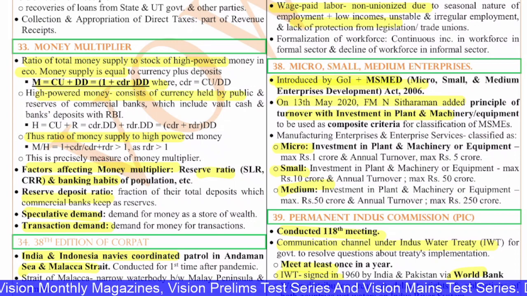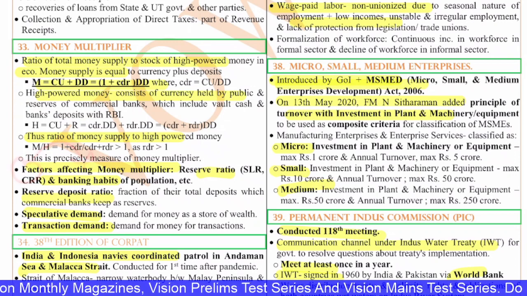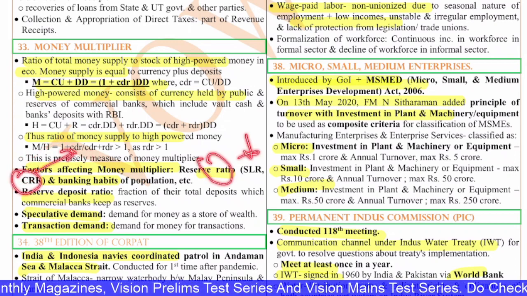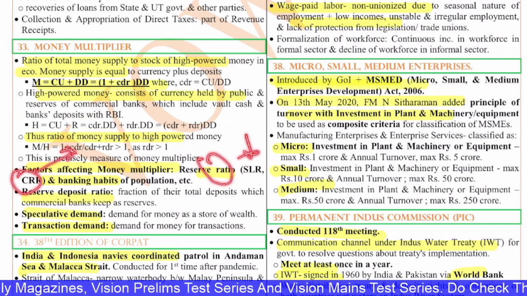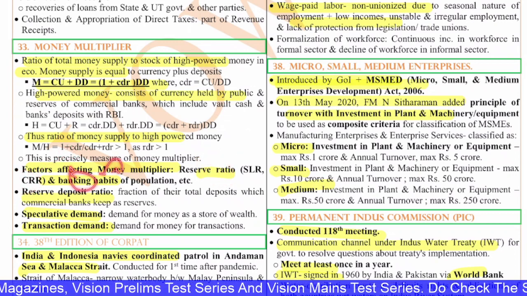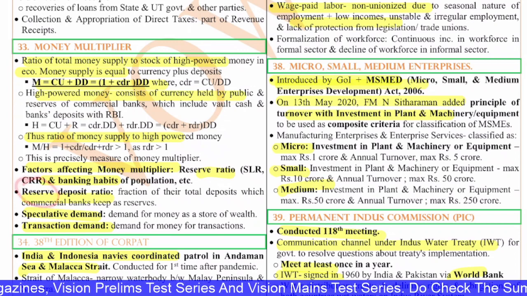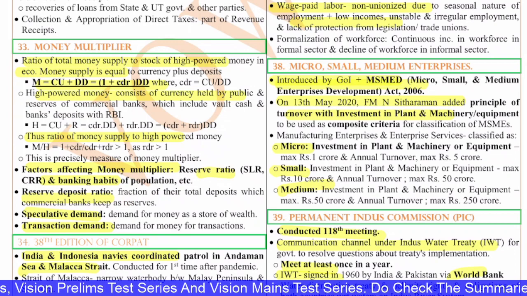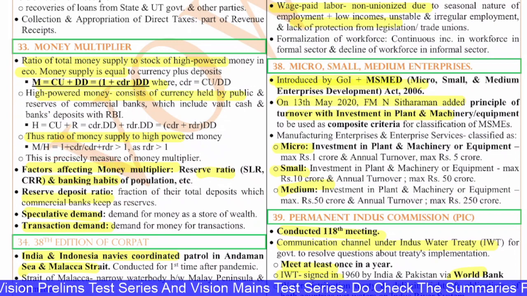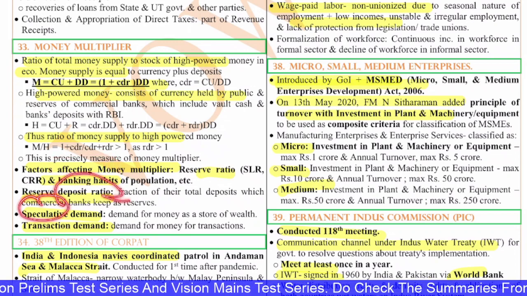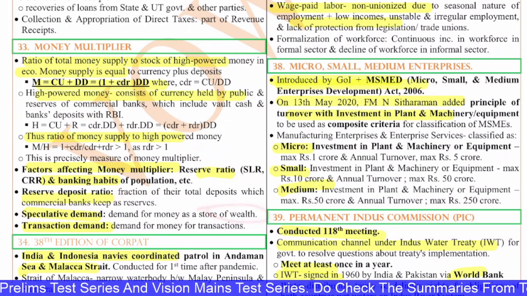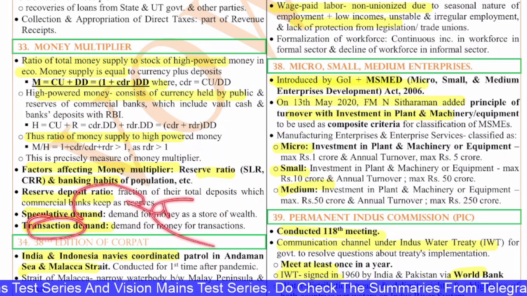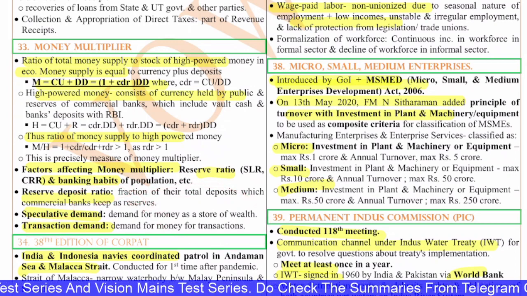The factors affecting the money multiplier, if you see, are the reserve ratios, that is SLR and CRR, because based on this only the banks will have money, and that money they can use for loans. The banking habits of the population, etc. The reserve deposit ratio is the fraction of total deposits which commercial banks keep as reserve. Speculative demand is the demand for money as a store of wealth. And you have the transaction demand, which is the demand for money for transactions.